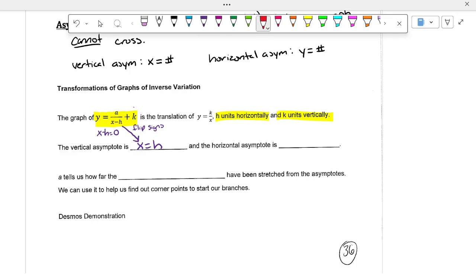The horizontal asymptote is whatever your k value is. So it's always y is equal to k. And you have to put x equals, y equals. If you don't, and you just give me a number, I'm counting it wrong. I can tell you that right now. You gotta put the x equals, y equals, depending on whichever asymptote you're talking about.